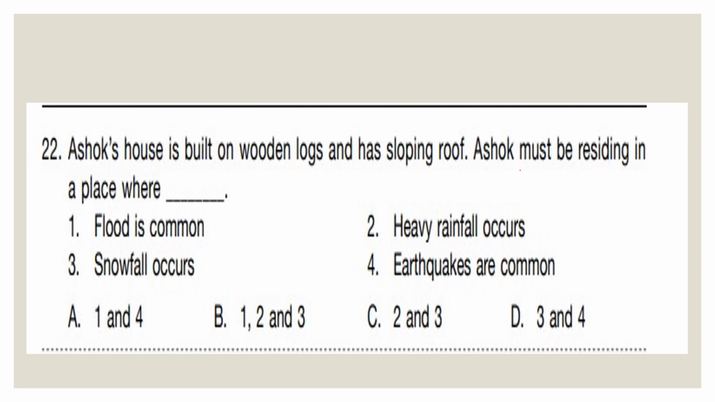Ashok's house is built on wooden logs. That is, his house is a stilt house, and a stilt house is made in a place where heavy rainfall occurs. That means there is a place where flood can happen. And sloping roofs are found in places where snowfall occurs. That means Ashok must be residing in a place where flood is common, heavy rainfall occurs and snowfall occurs. That means the answer is option B.